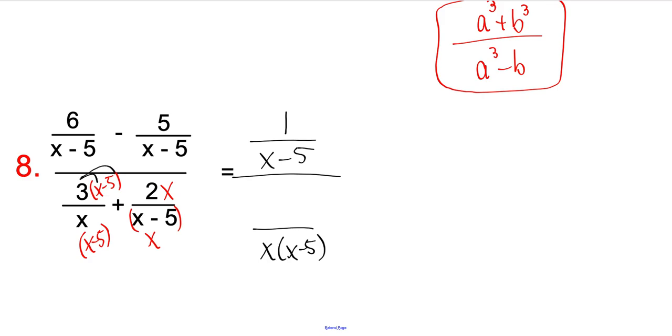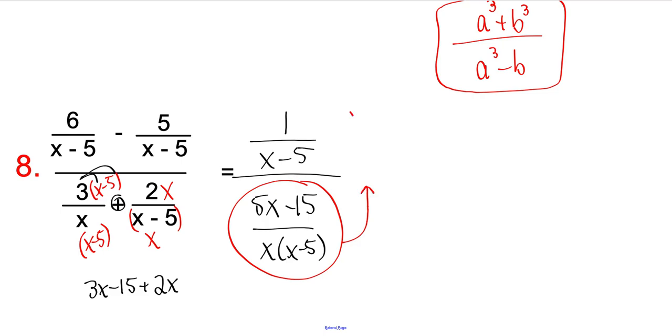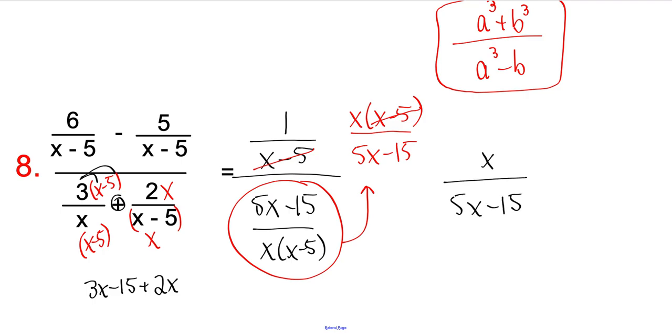If I need to distribute this, I'll write it down here, 3x minus 15, and then plus 2x. That's what we have in the numerator. So we have a 5x minus 15. Okay? We got things combined. Now we are flipping. So take this, move it up, flip it. And then cancel binomial pairs. So this will cancel with that, and that's the only thing that goes away. So we have an x in the numerator, and then a 5x minus 15 in the denominator.